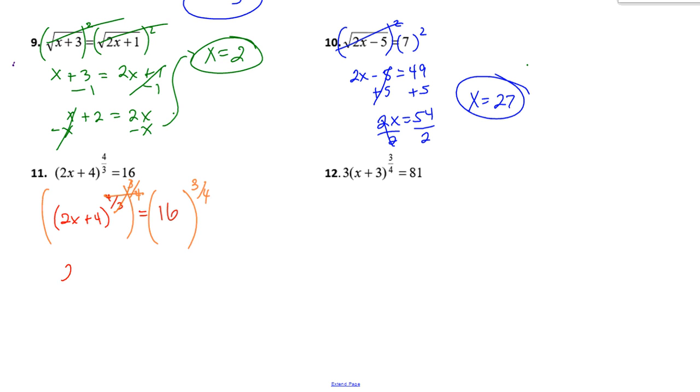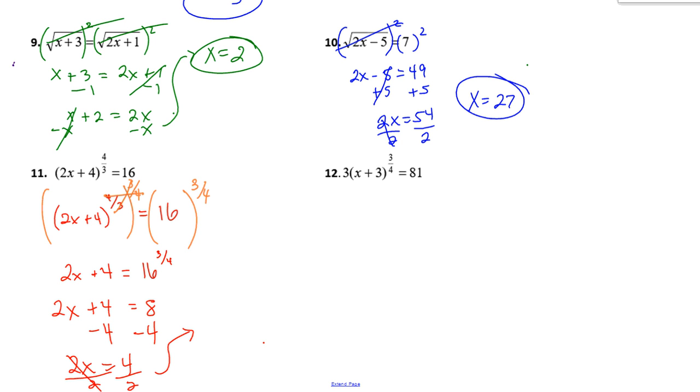And this side is 2x + 4 equals this stuff, right? 16 to the 3/4. Boop, boop, boop. Calculator says that's actually 8. And then you're going to finish solving. 2x = 4. Dividing by 2 to cancel. This becomes x = 2.